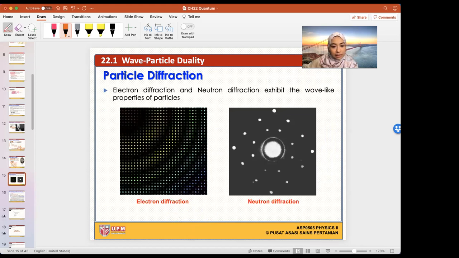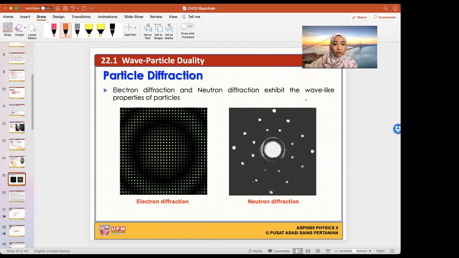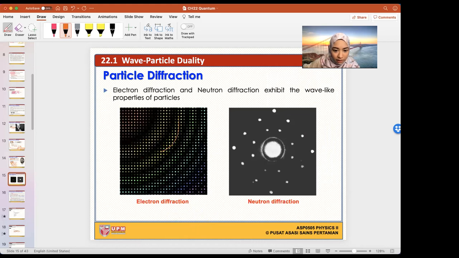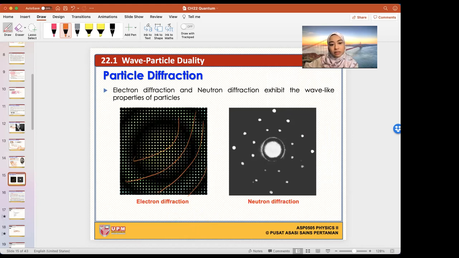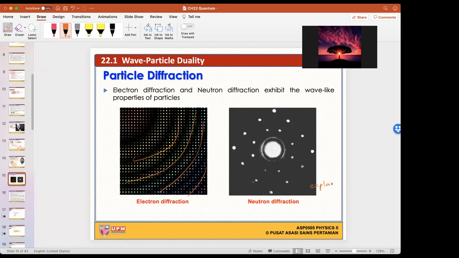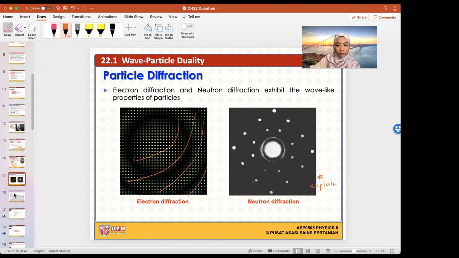Okay, so this is electron diffraction. It exhibits wave-like properties of particles. Okay, so as you can see, there's like this wave behavior. Dalam wave ni ada the particles. So, dia nak juga jadi wave kan? Mengada betul. But that's how it is. So this is neutron diffraction. I have no idea how to explain this diagram. I'm not a physicist. I will try to explain this later. I forgot about this diagram.